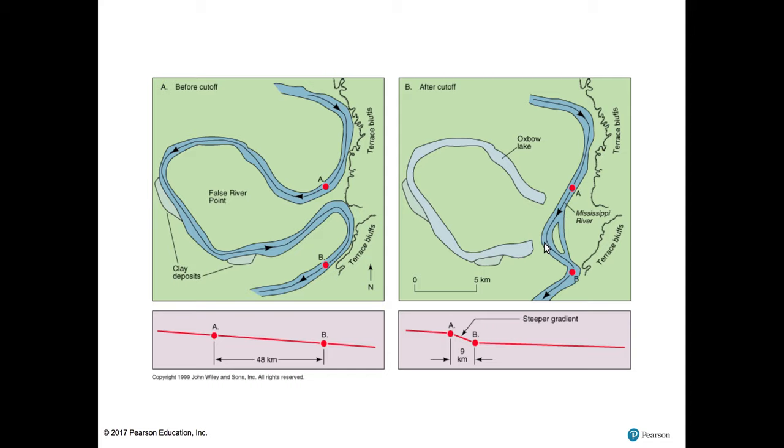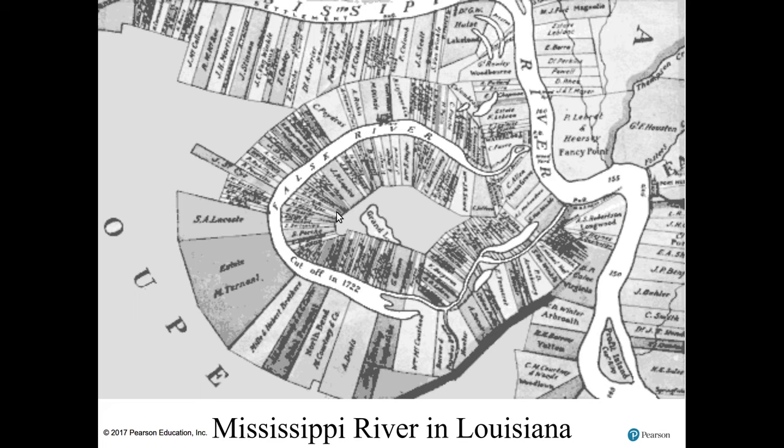So what's going to happen is the river is going to meander. It's going to migrate very quickly. But as it does that, the distance from A to B is going to get longer and longer. So the river is going to travel more slowly. And that meander migration will slow down until it cuts off again. Then it'll happen very quickly all over again. And in fact, here is the Mississippi River in Louisiana.